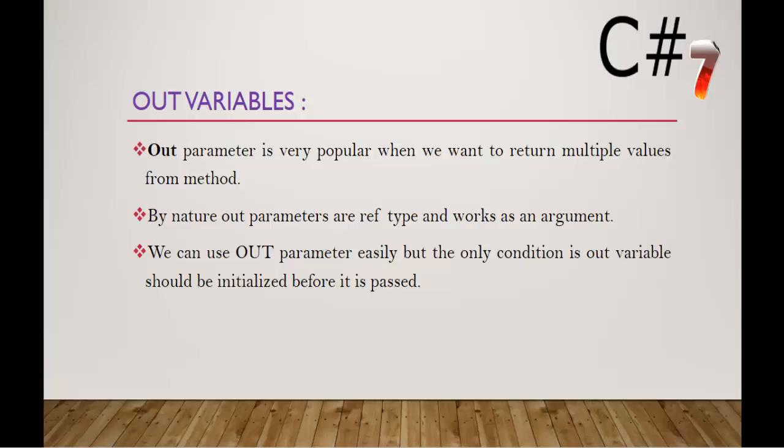Okay, by nature the out parameter is of type a reference type, and it works as an argument. And the condition if you want to use out parameter easily is you have to initialize the out variable before it is passed. I repeat, we can use out parameter easily, but the only condition is the out variable should be initialized before it is passed. That's the condition. Okay, and let's see a demo of it.